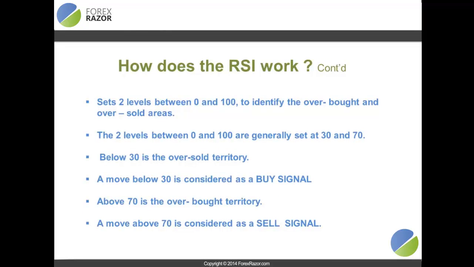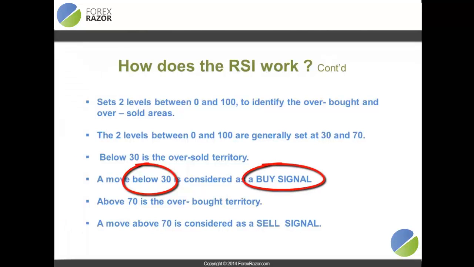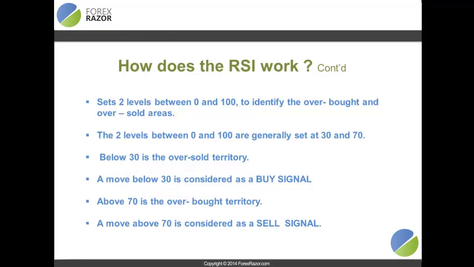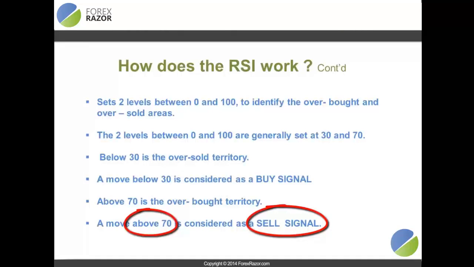A move of the RSI below 30 is considered a buy signal, since the price of the financial instrument is at levels where it is considered to have been oversold and there is scope for potential buying. Similarly, a move above 70 is considered a sell signal, as at those price levels the financial instrument is considered to have been overbought and has the potential to be sold.